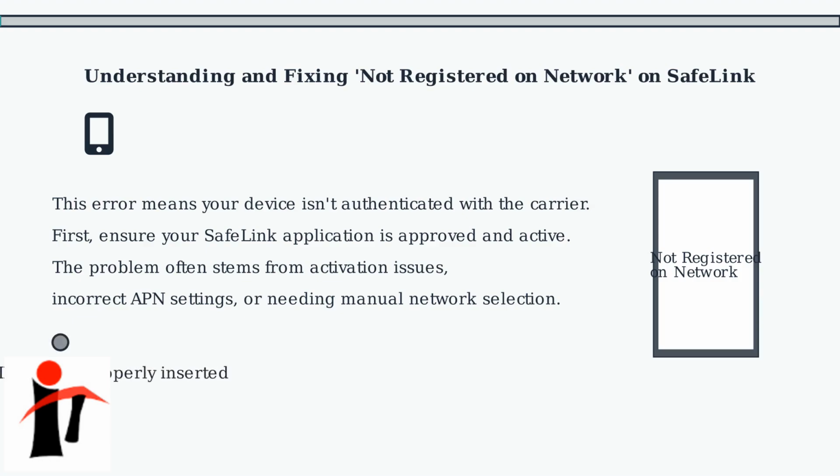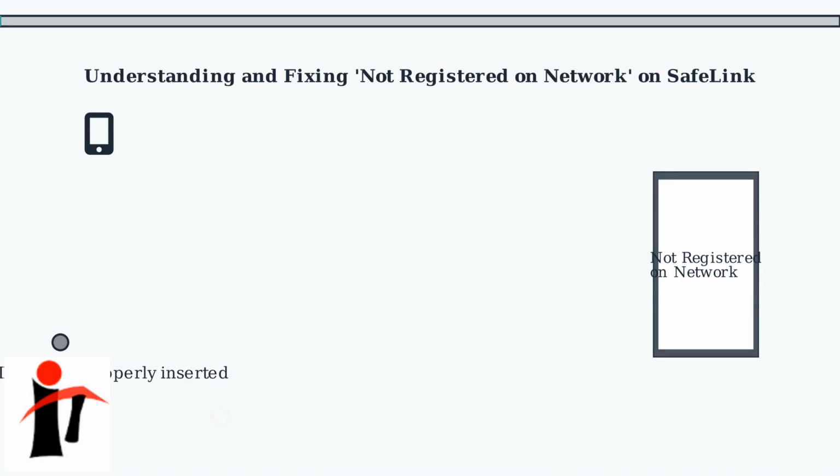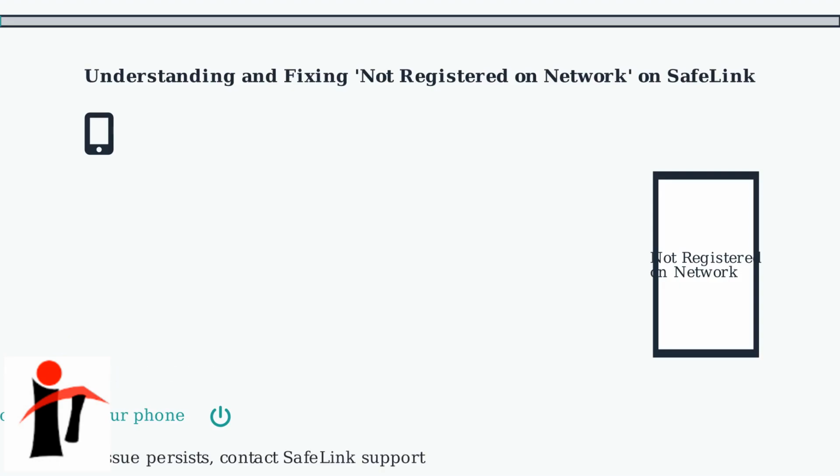Start by verifying your SIM card is properly inserted. Then, power cycle your phone. If the issue persists, contact SafeLink support by dialing *611 from another phone to confirm your SIM is active. Remember, activation codes are unique, so avoid reusing them.